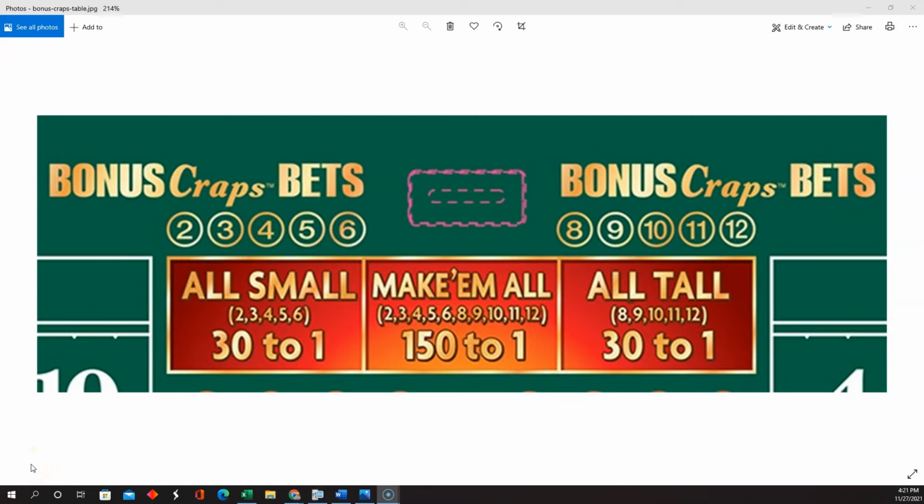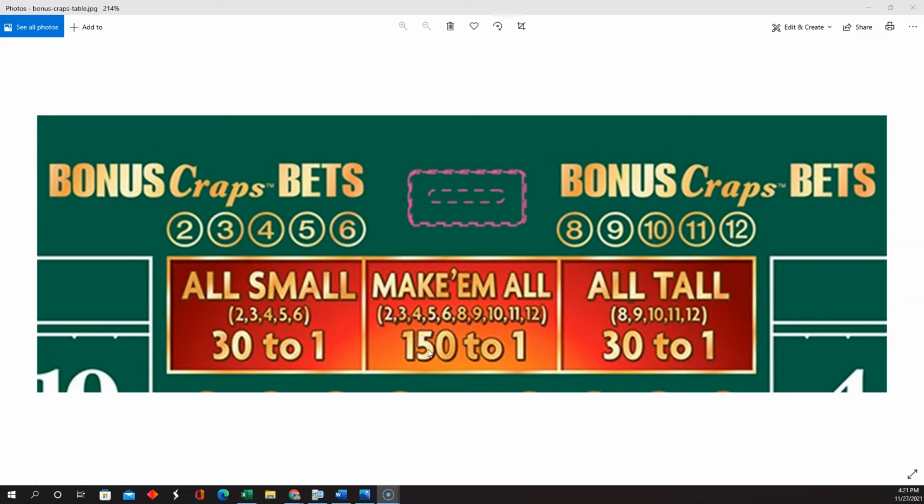So I noticed this proposition bet on a craps table called bonus craps. Basically, the way it works is if you can roll all of the numbers less than 7 before rolling a 7, they pay you 30 to 1. Or if you can roll all the numbers greater than 7 before you roll a 7, they pay you 30 to 1. And if you can roll every number besides a 7 before you roll a 7, they pay you 150 to 1.